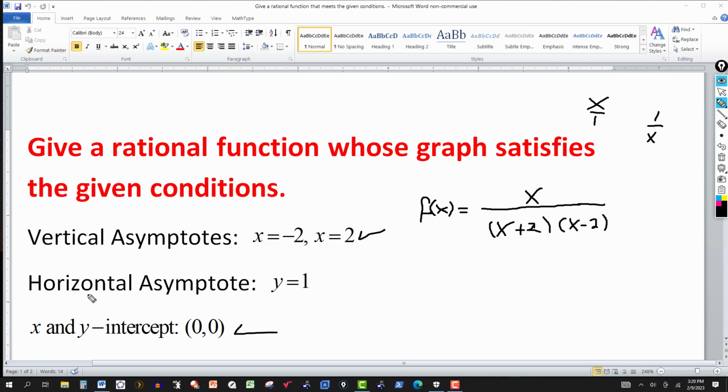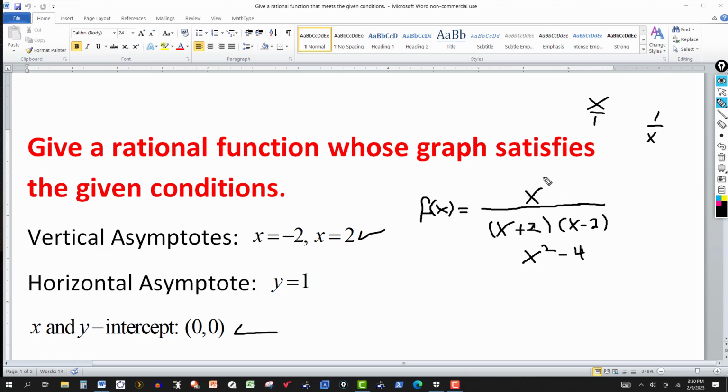But now I have to satisfy the fact that it has a horizontal asymptote at y equals 1. So what do we know about the horizontal asymptotes? We know that horizontal asymptotes will occur when the degree of the numerator is less than the degree of the denominator. Remember, if I multiply this out, this is going to give me x squared minus 4.